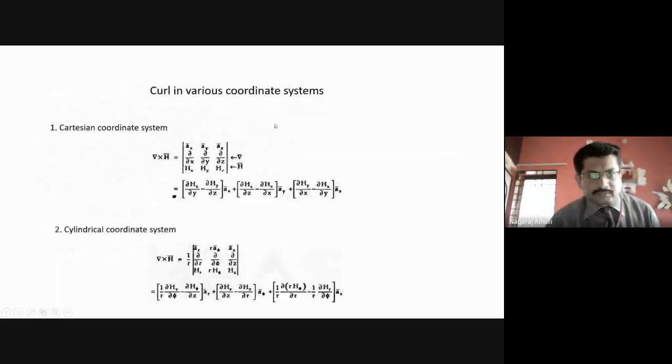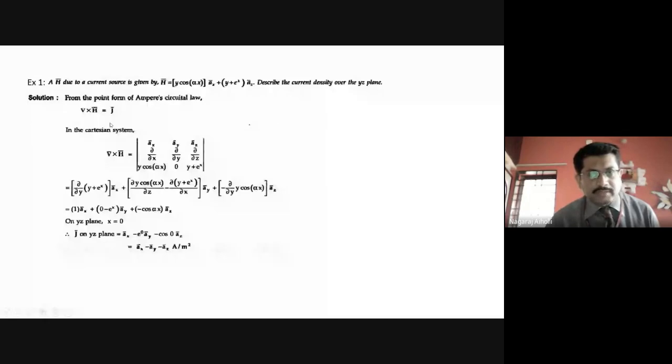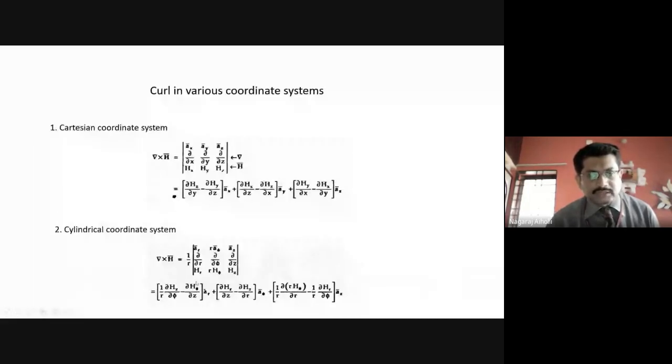Cylindrical system: del cross H bar or del cross A bar. Instead of H bar, you have to replace it by A bar. That's all. Del cross A bar is 1 upon r dou Az by dou phi minus dou A phi by dou z. Here it is dou H phi by dou z; just replace H by A, then you'll get the equation of del cross A bar.